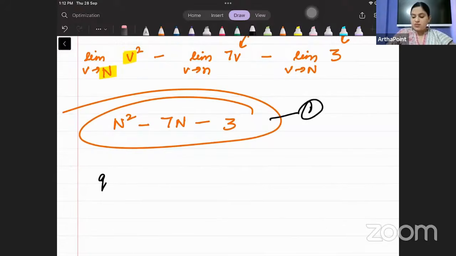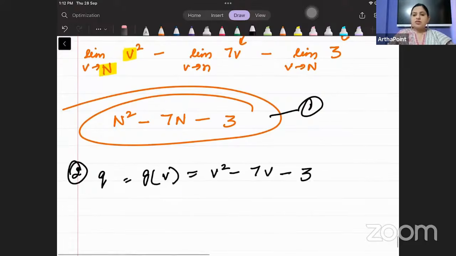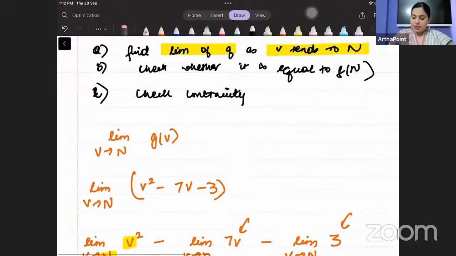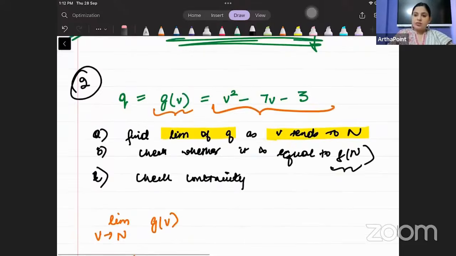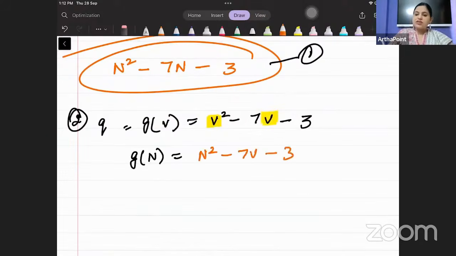Now beta, what is the function given to you? So this is first part. Second part, what is the function given to you? Function is given to you as v square minus 7v minus 3. So second part क्या बोल रहा है? Check what will be Gn. So instead of v मुझे n लिखना होगा हर जगह पे. So if instead of v I write n everywhere, what will I get? N square minus 7n minus 3. Are these two the same?